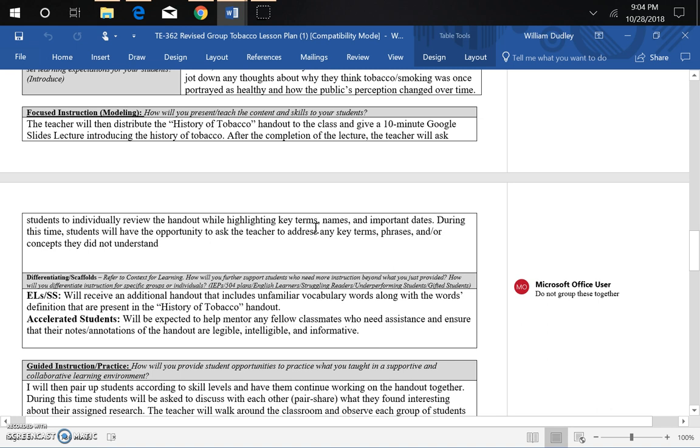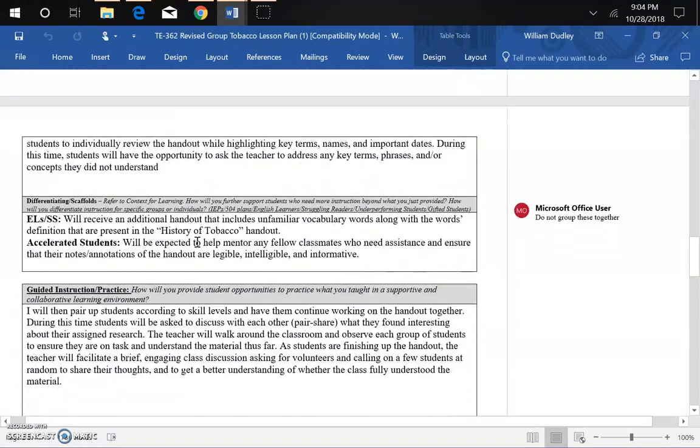The focused instruction. The teacher will provide direct instruction on the history of tobacco with a lecture. While he's doing that, the students can review the handout and highlight the key facts. During this time, students will have the opportunity to ask the teacher to address any key terms they did not understand, so it's another form of check for understanding there.